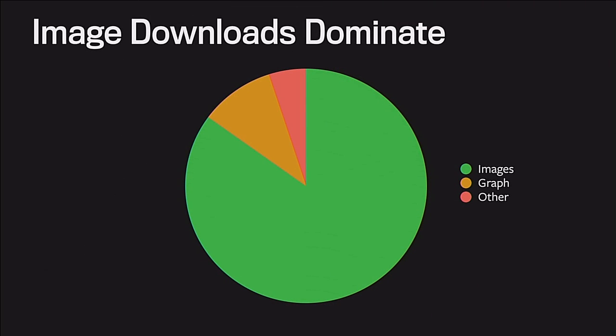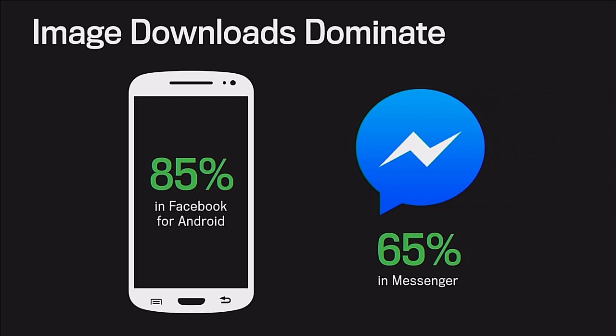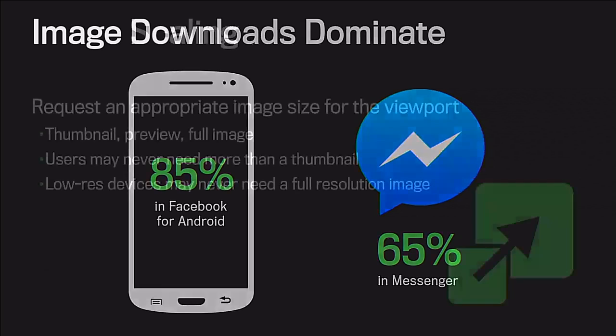So the thing to note here is that image data dominates the bytes that we download in the Facebook application. It accounts for 85% of total data we download to Facebook for Android, and even 65% in Messenger. So clearly, if we're able to reduce the size of images that we download, we could save quite a bit of data. Not only that, smaller image sizes will result in quicker downloads, so the images end up on your device more quickly, especially on high latency networks.